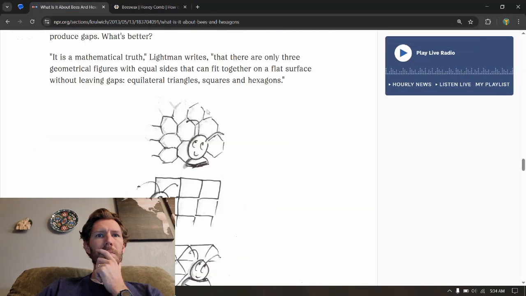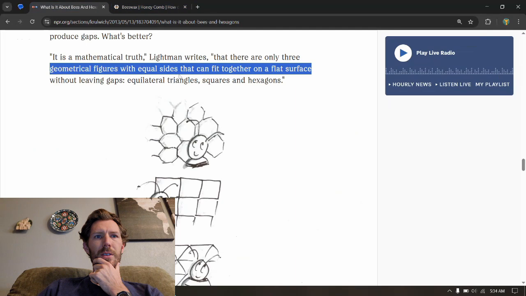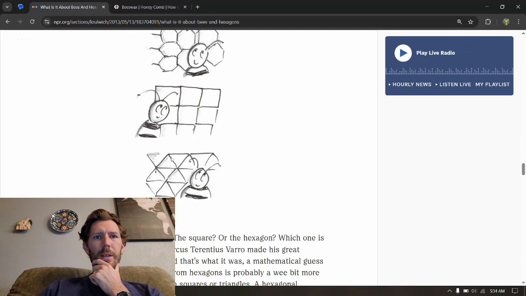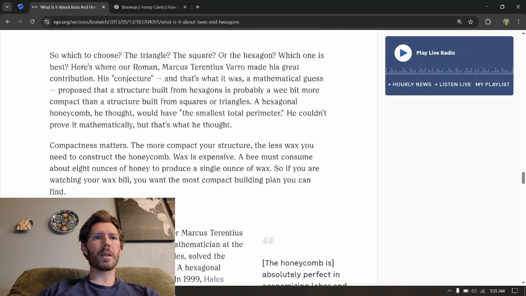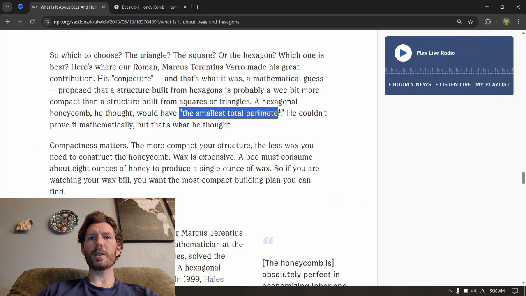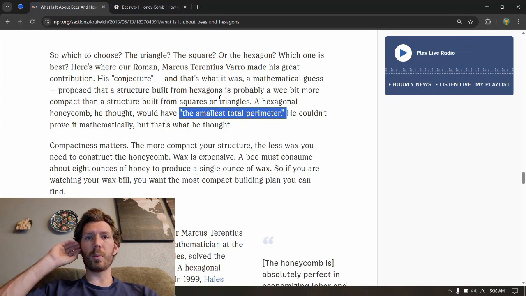I want better answers. There are only three geometrical figures with equal sides that can fit together on a flat surface without leaving gaps: equilateral triangles, squares, and hexagons. Okay, so these people are saying that this guy, the Roman Marcus Terentius, made a conjecture. He thought that the reason they were making them hexagonal is because a hexagonal honeycomb has the smallest total perimeter. So bees are trying to conserve wax in their honeycomb production, because the less wax you use, the more real estate you have.